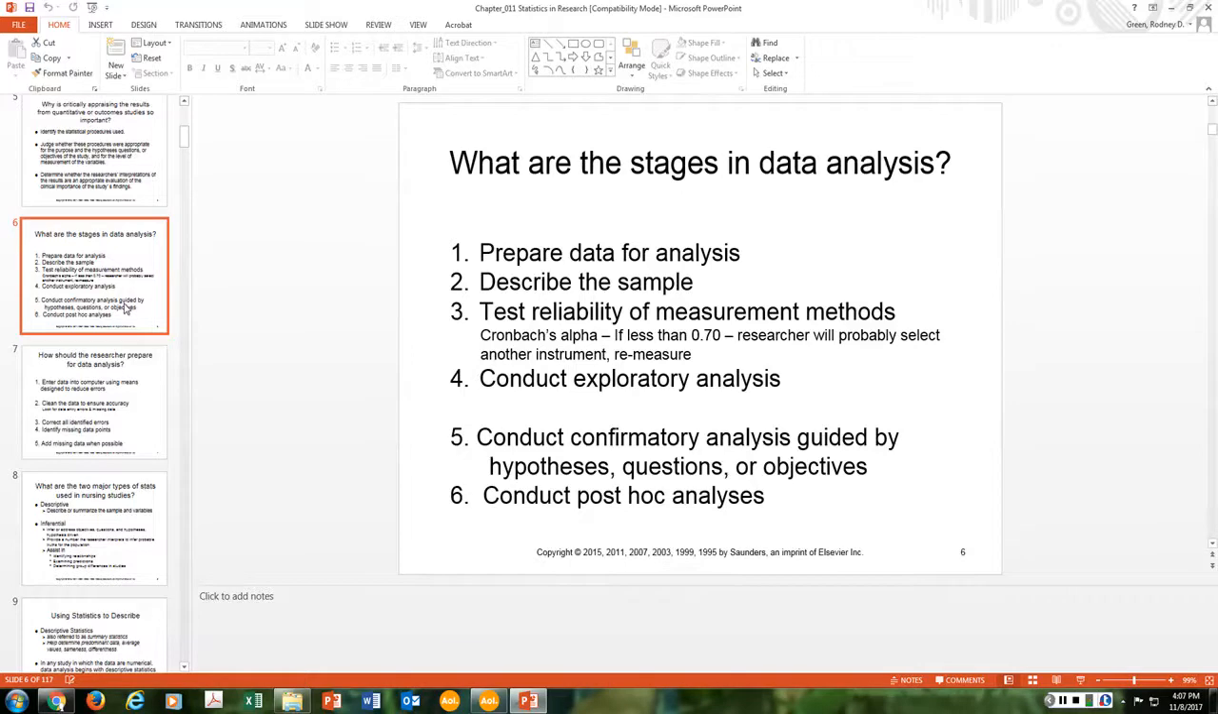What are the stages in data analysis? Prepare the data for analysis. Describe the sample. Test reliability of measurement methods using Cronbach's alpha. If less than 0.7, the researcher will probably select another instrument and remeasure using that other instrument. Conduct exploratory analysis. Conduct confirmatory analysis guided by the hypotheses, questions, or objectives. And conduct post hoc analysis.